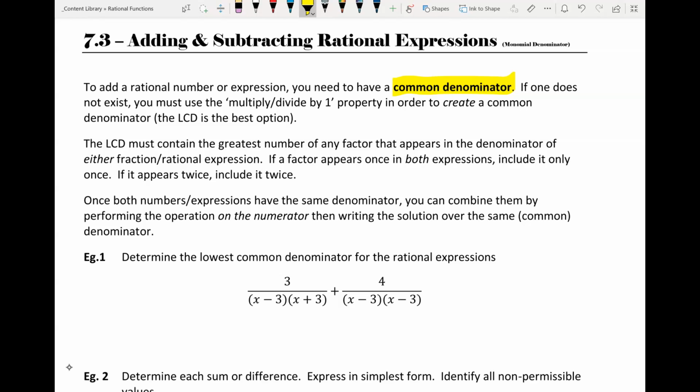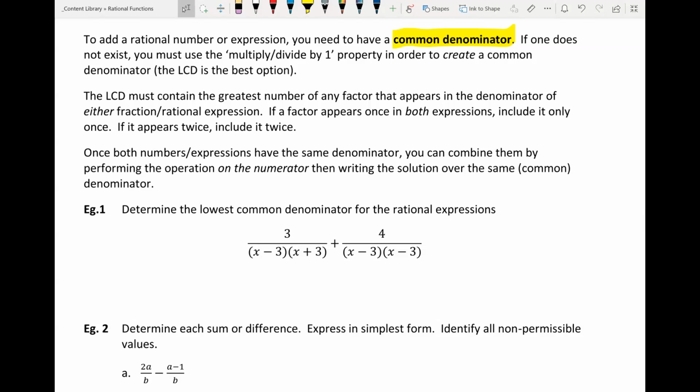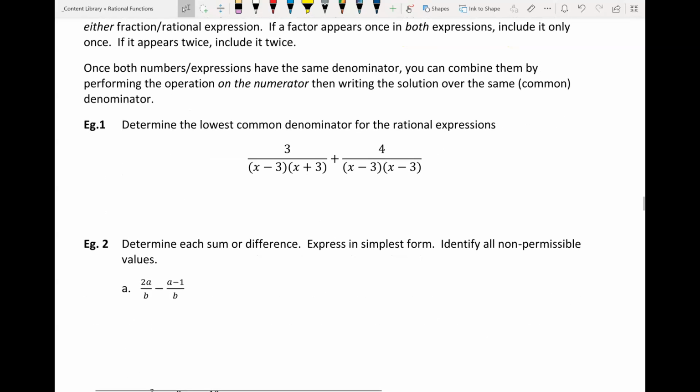Your LCD, your lowest common denominator, must contain the greatest number of any factor that appears in the denominator of either the fraction or rational expression. If a factor appears once in both expressions, include it only once, and if it appears twice, then include it twice. Once both expressions have the same denominator, you can combine them by performing the operation on the numerators, then writing the solution over the same common denominator.